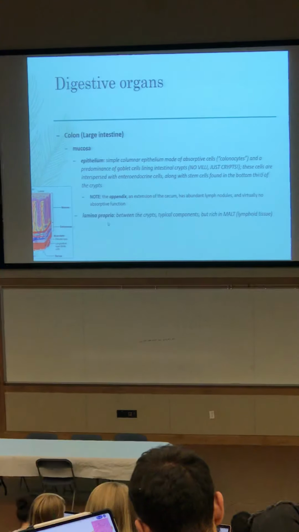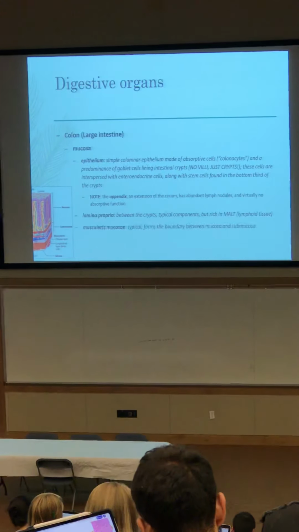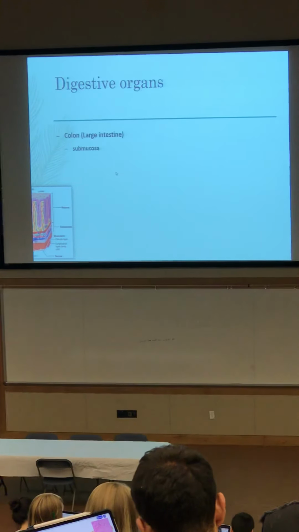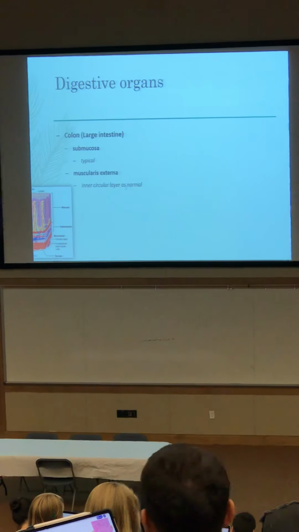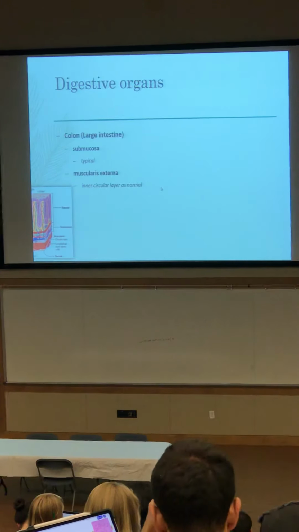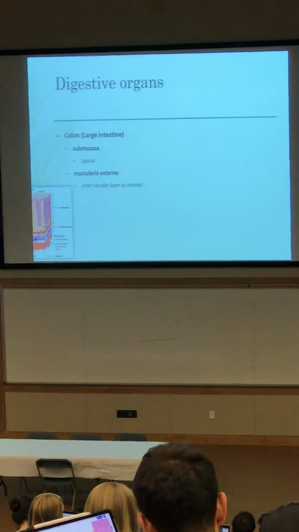Okay, the lamina propria is between the crypts, typical, but it has lots of lymphoid tissue. So MALT just means lymphoid tissue, mucosa-associated lymphoid tissue. And the muscularis mucosae is typical, and the submucosa is typical, and the external muscularis has an inner circular layer which is normal, but as Dr. Escobar pointed out, the outer layer is not continuous, but there are 3 bands of longitudinal fibers.